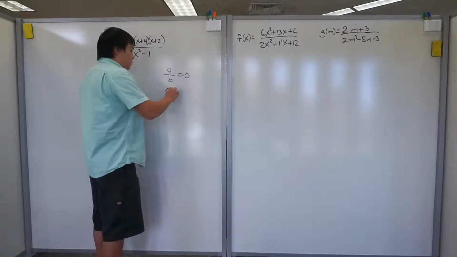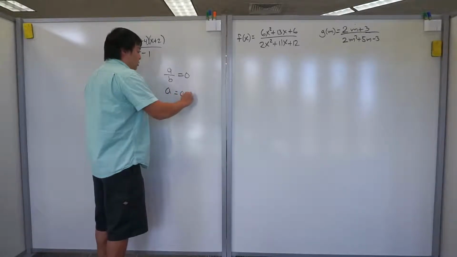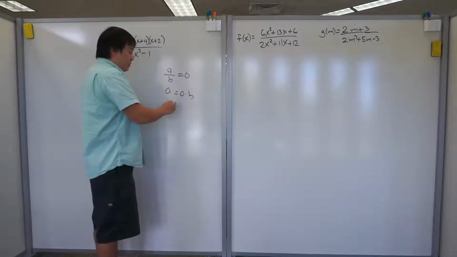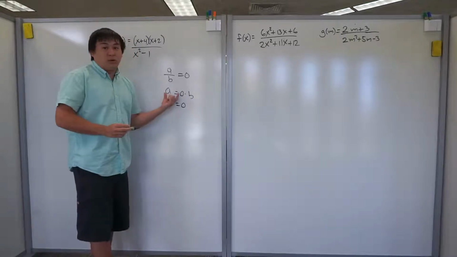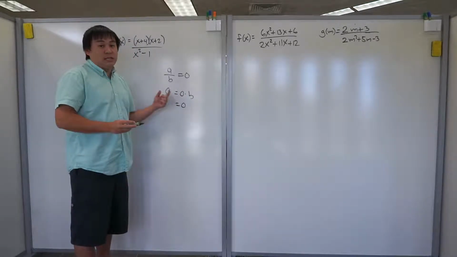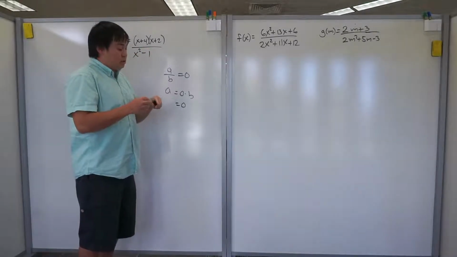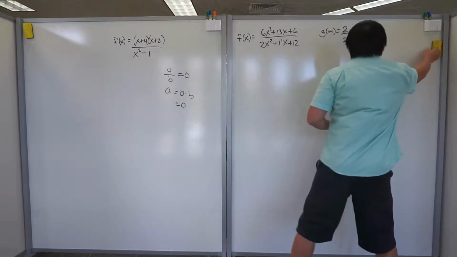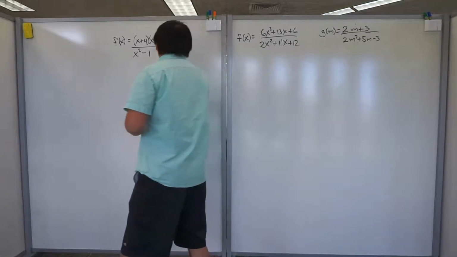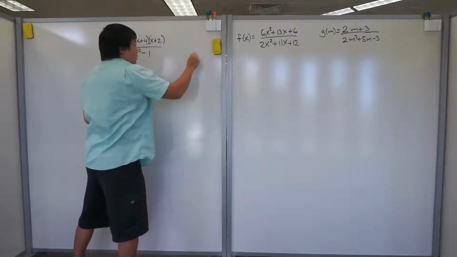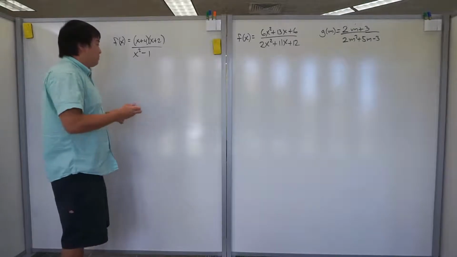I think it's pretty easy to just prove that this is true. A over b equals 0 means a equals 0 times b, which is 0. So a equals 0 is the time when the function is going to be equal to 0. So what we're going to do is find these roots, the vertical asymptotes, and the domains.